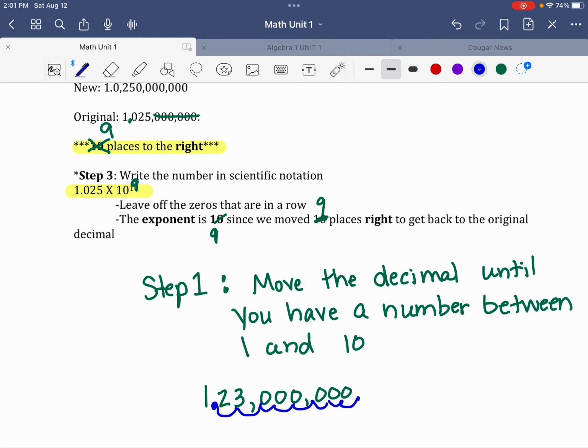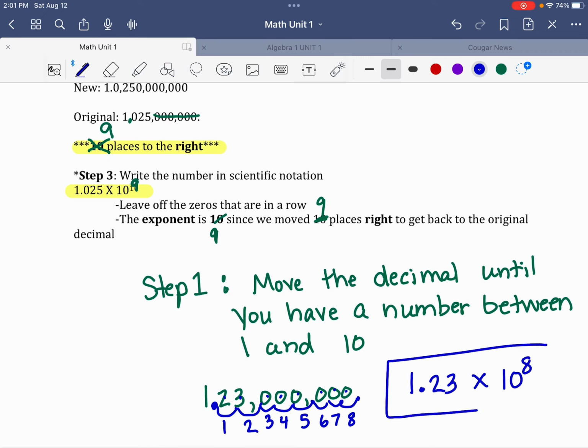And now I'm going to change my number to 1.23 times 10. It's always times 10 to the power that I moved the decimal. Now this is a really big number, so the exponent's going to be positive. How many places did I move it? 1, 2, 3, 4, 5, 6, 7, 8. So it'll be 10 to the 8th power.